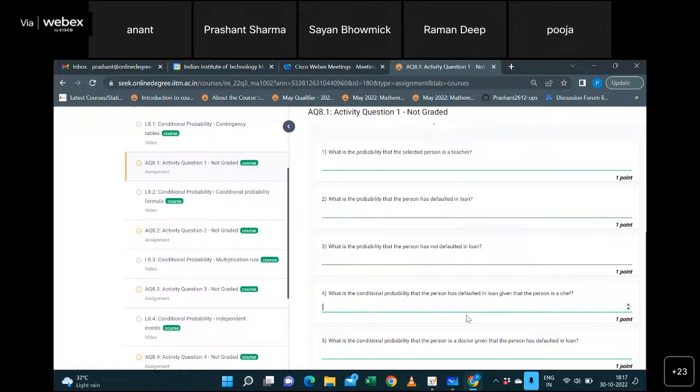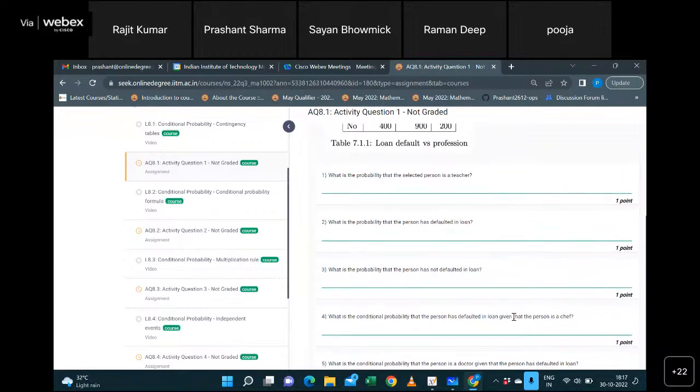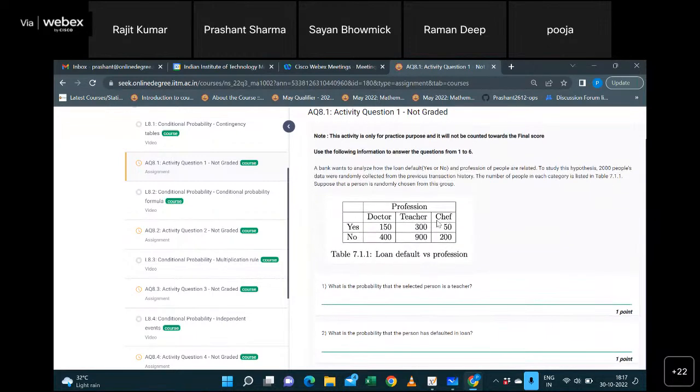If you are getting confused, just write the formula. What is given to us? What is the conditional probability that the person has defaulted in loan, given that the person is a safe? So what's given to us? The person is just safe. That means how many safe are there? 250. Forget about column relative frequency and row relative frequency. Just do simple probability. How many safe are there? 250. What is the probability that the person defaulted in loan? 50 by 250. That's all. No need to worry about row relative frequency or column relative frequency.